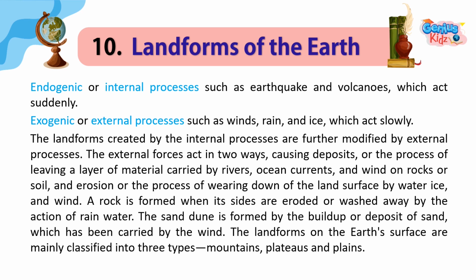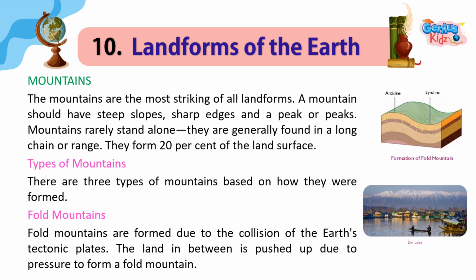The landforms on the Earth's surface are mainly classified into three types: mountains, plateaus, and plains. Mountains. The mountains are the most striking of all landforms. A mountain should have steep slopes, sharp edges, and a peak or peaks. Mountains rarely stand alone, they are generally found in a long chain or range. They form 20% of the land surface.